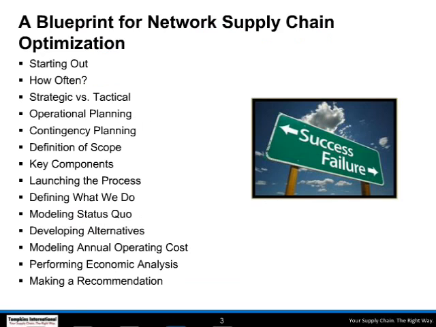Thanks, Bob. I appreciate the intro and look forward to spending a few minutes with you to talk about how to design a network supply chain and go through the process of attempting to optimize it for all clients. I'm going to talk briefly over the whole scope of this presentation, and I want to talk about how we're going to start out, how often we need to do network supply chains, and the optimization. And there's planning associated with it, being either strategic, tactical, operational, and contingency planning.